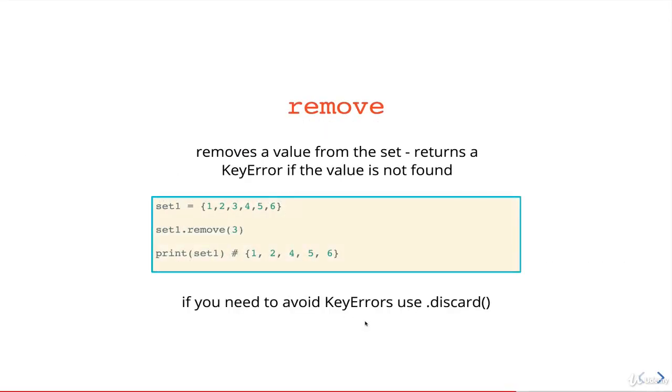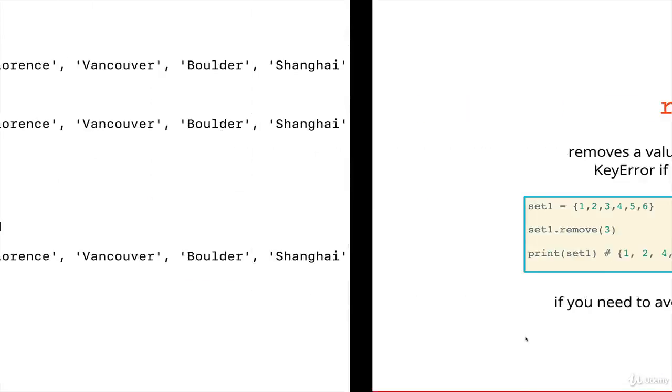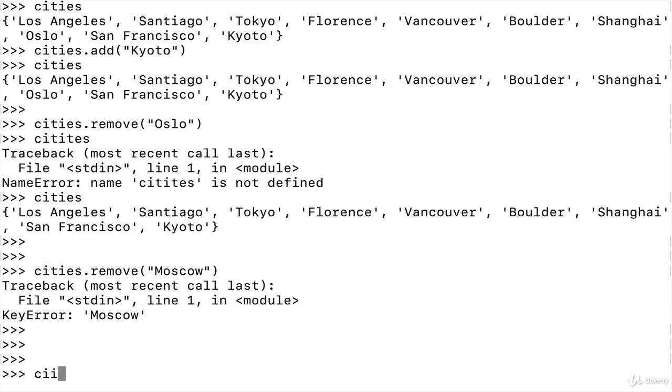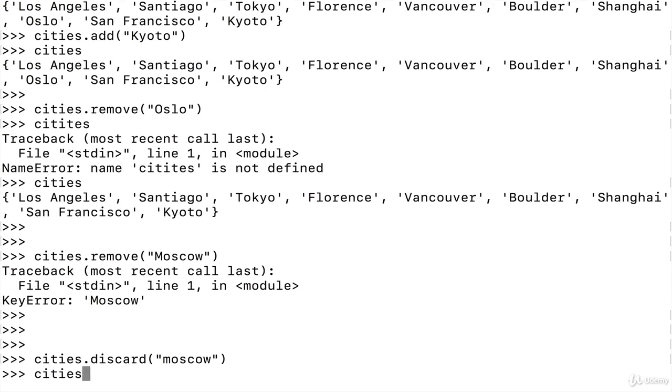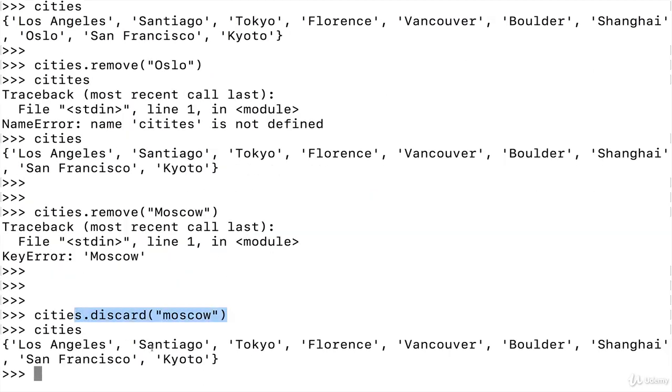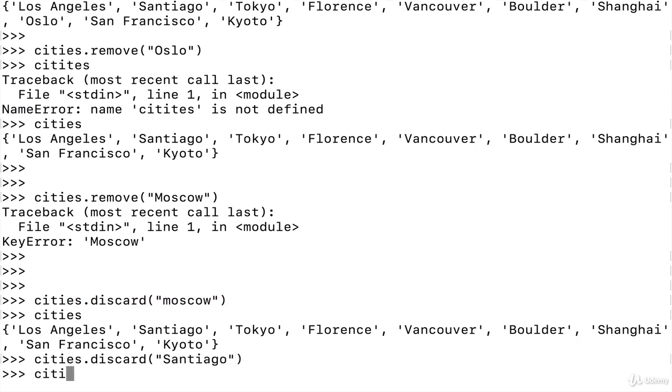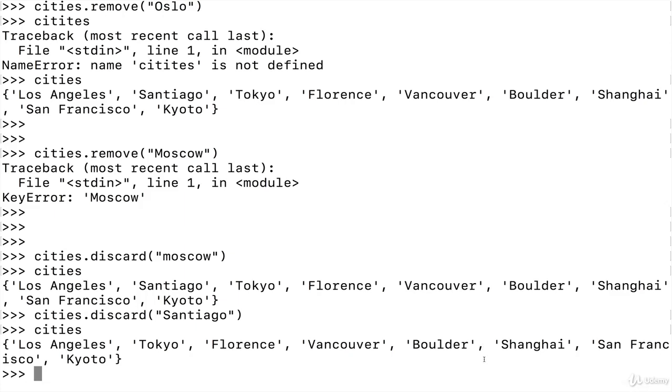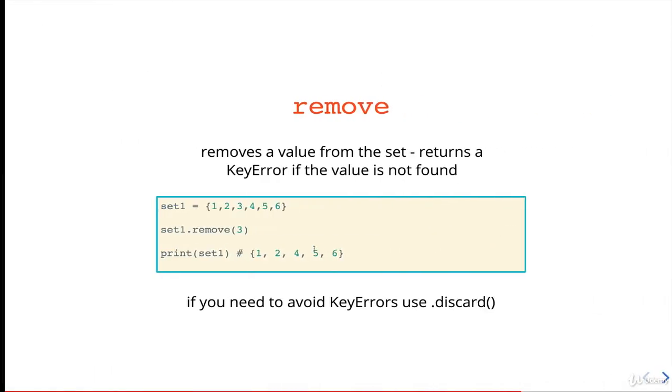If we do need to avoid those key errors, we can use another method called .discard. So I'll briefly show that. If I did the same thing as cities.discard Moscow, and we look at cities, we don't get an error. Moscow was never there, so nothing happened. But if I use discard again and remove something like Santiago, and we look at cities, it's also been removed. So if you don't want to worry about those errors, then you can use discard instead.